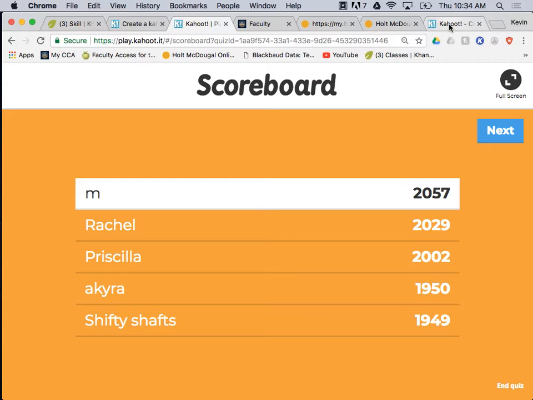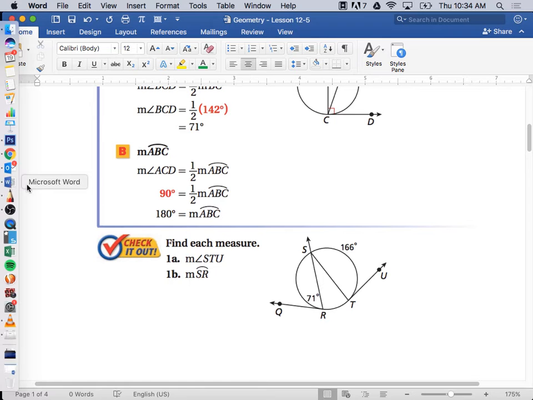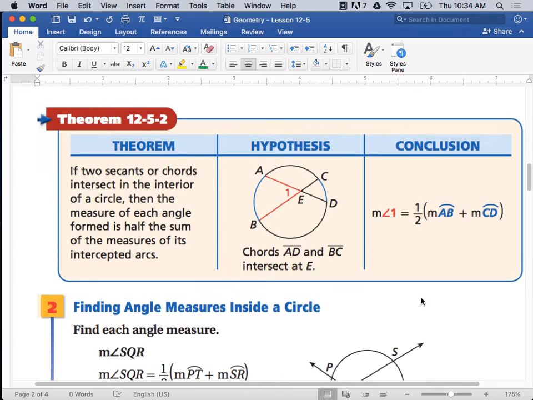Third. 2021. Okay. Shh. Let's move forward. Next little bit.